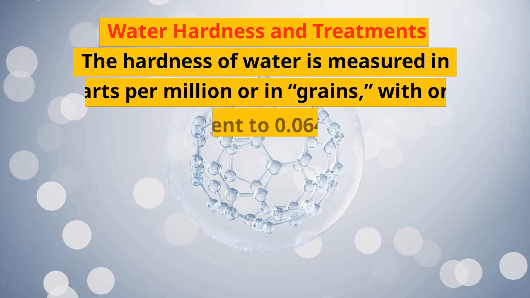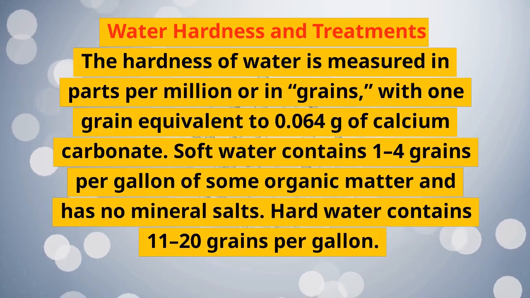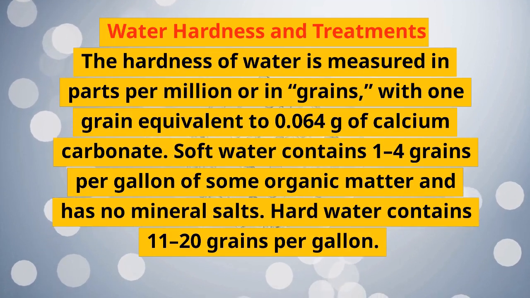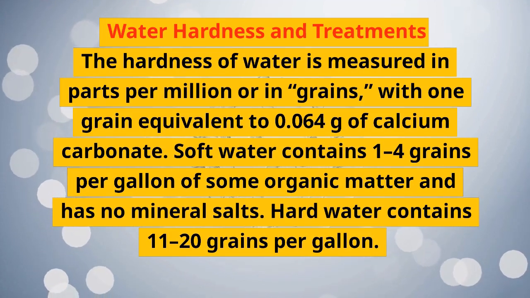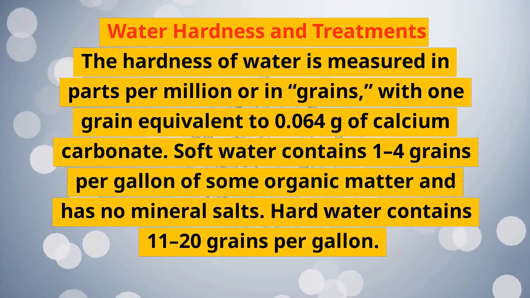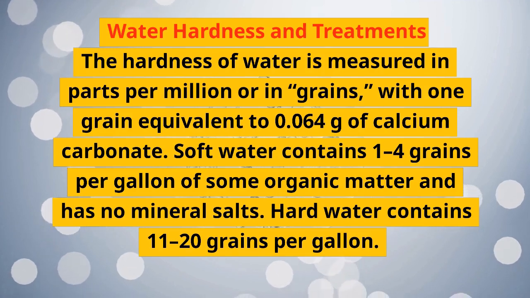Water hardness and treatments. The hardness of water is measured in parts per million or in grains, with one grain equivalent to 0.064 grams of calcium carbonate. Soft water contains 1 to 4 grains per gallon of some organic matter and has no mineral salts. Hard water contains 11 to 20 grains per gallon.